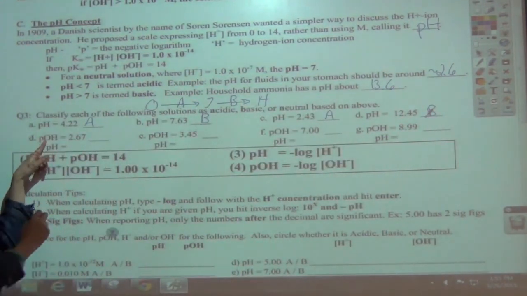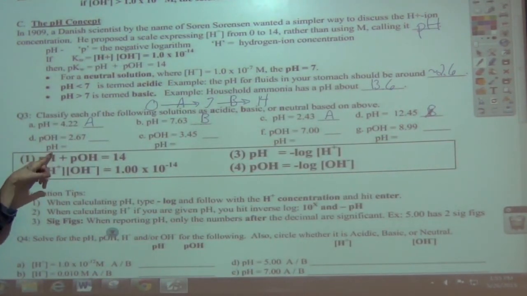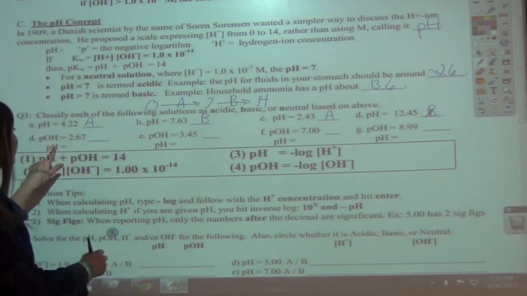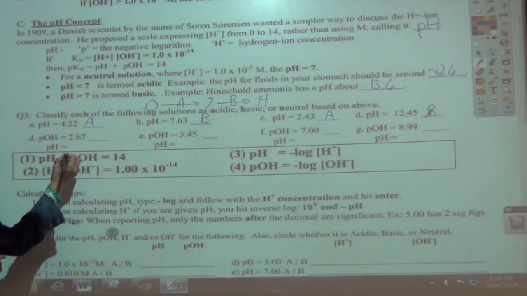Okay, now we're given pOH. So, in order to find the pH, what do you have to do first? Subtract from 14. So go ahead and subtract from 14, and what do we get?